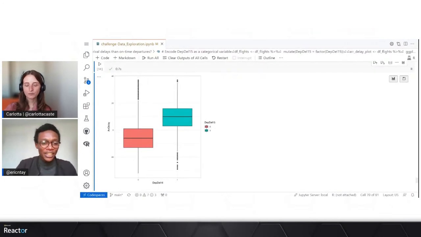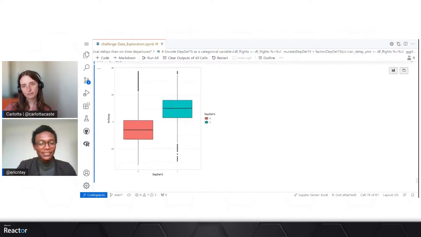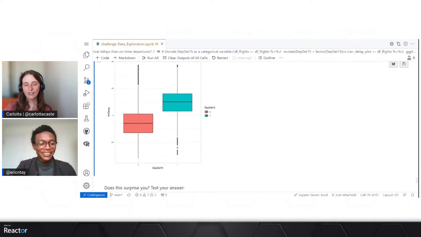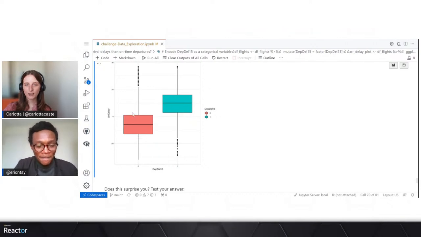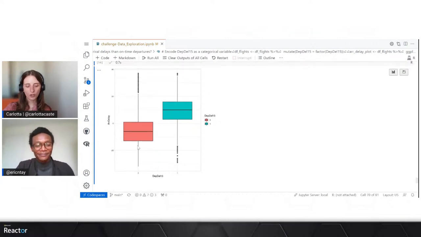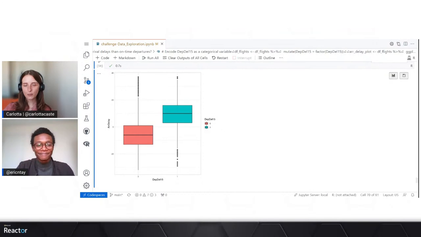And yes, we get these two box plots for whether a flight was delayed. 0 means a flight was not delayed, 1 means a flight was delayed, and the corresponding distribution of the arrival delay. So Carlotta, does this surprise you? No, not really, because it's just confirming our logical hypothesis. For flights that had a delay in the departure, we also have a greater delay in arrival. So our hypothesis was confirmed.